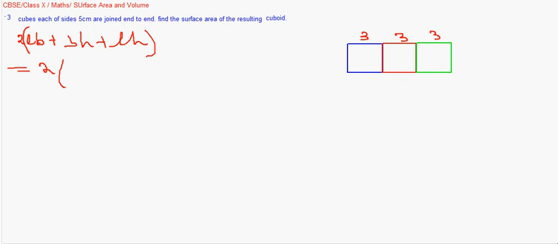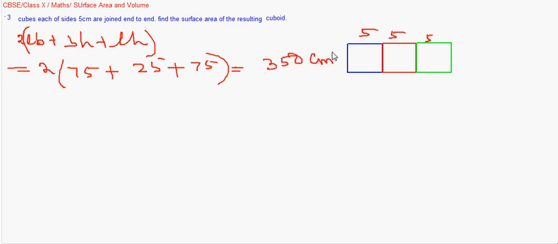3 cubes of 5 each, so it's 5, 5, 5, so it is 15. 15 into breadth, which is again 5, is 75. Breadth and height, 5 into 5, is 25. Length and height is again 15 into 5, that becomes 75, and the resultant part becomes 350 centimeter square. Though the question is not asking us to find the volume.